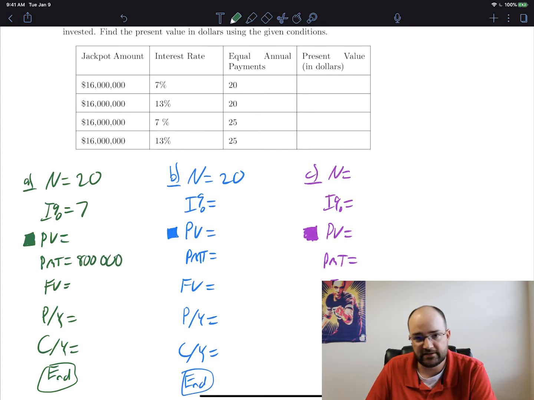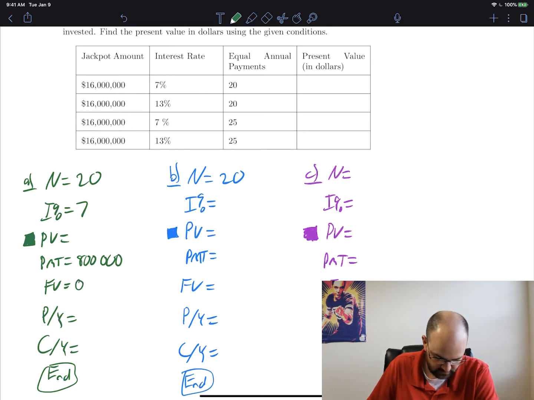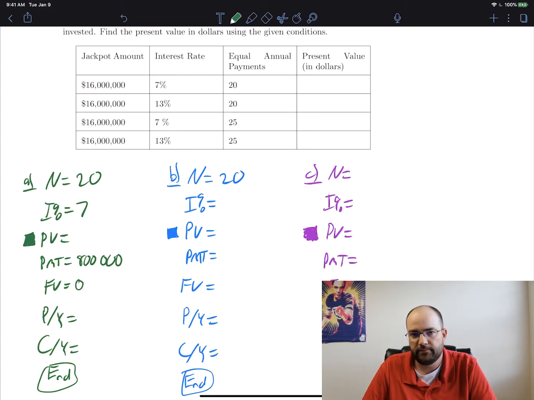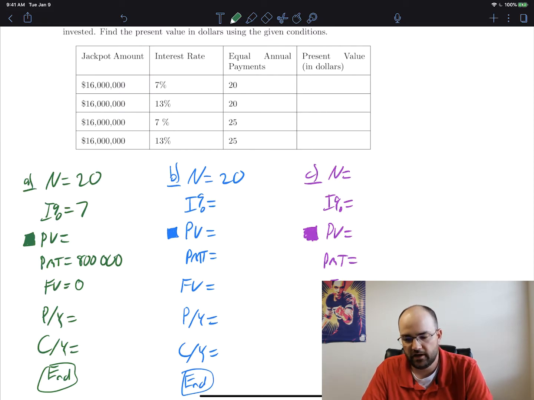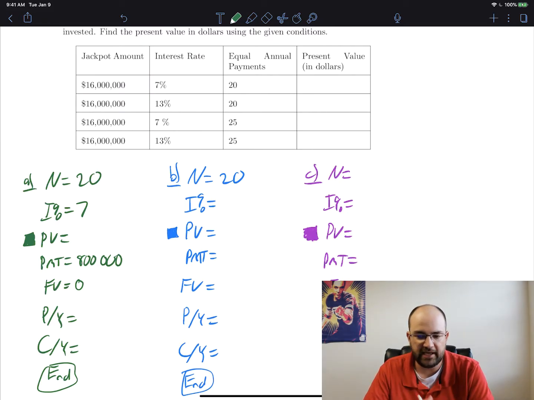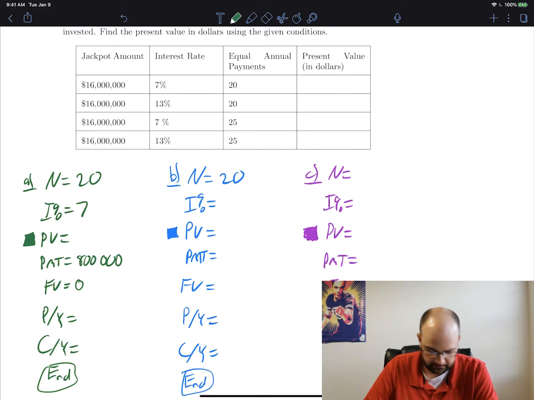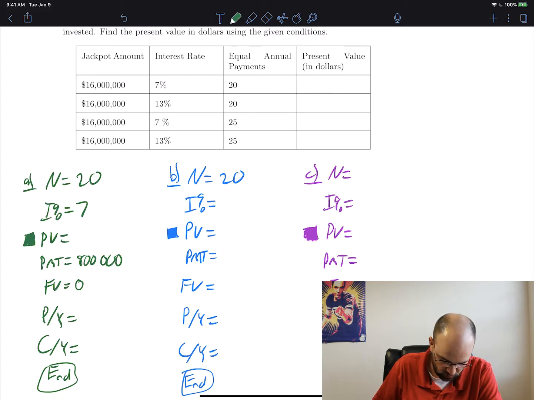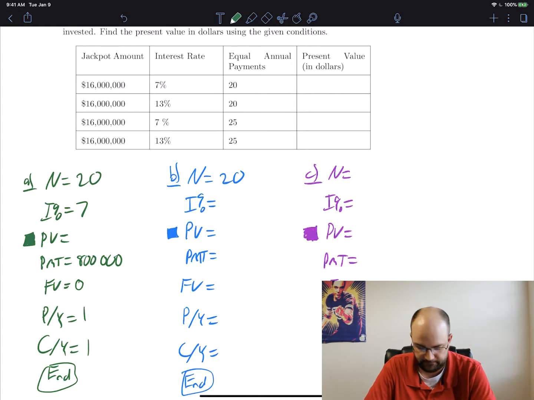Now, we're receiving that, that's why it's positive. The future value is going to be 0 because we want to know how much all of this is worth today. In other words, how much do you need today to be worth the same amount as receiving $800,000 every year for 20 years? Payments per year is 1, compounding events per year is 1. And then just type it in.